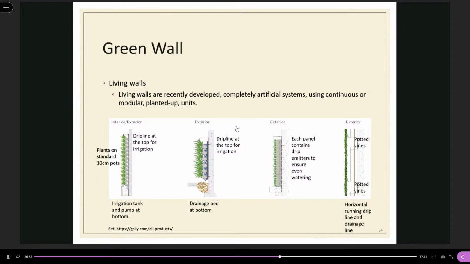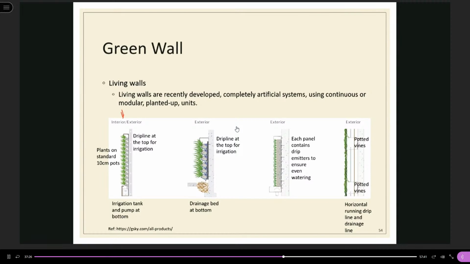And there are different types. In this figure, it shows 4 different types. On the left-hand side, for interior or exterior, they may mount the pots of plants onto the exterior, and then they have the irrigation tank and the pump at the bottom so that the system can pump the water for irrigation.